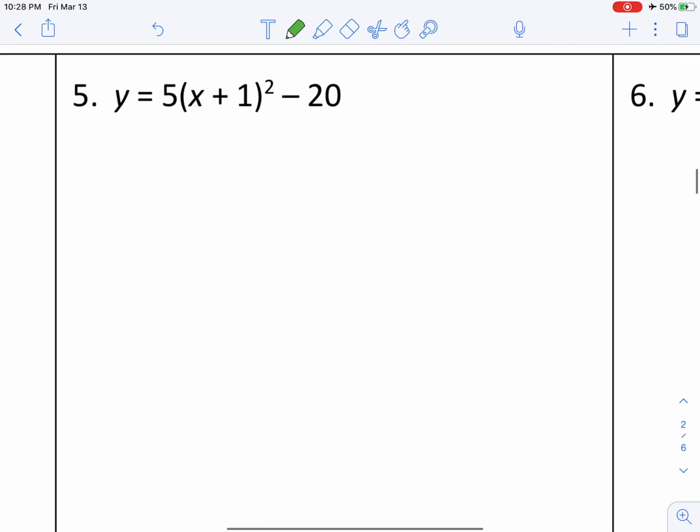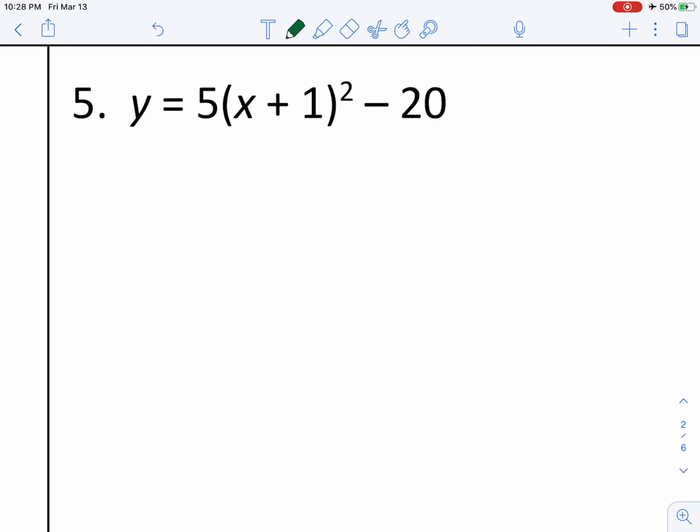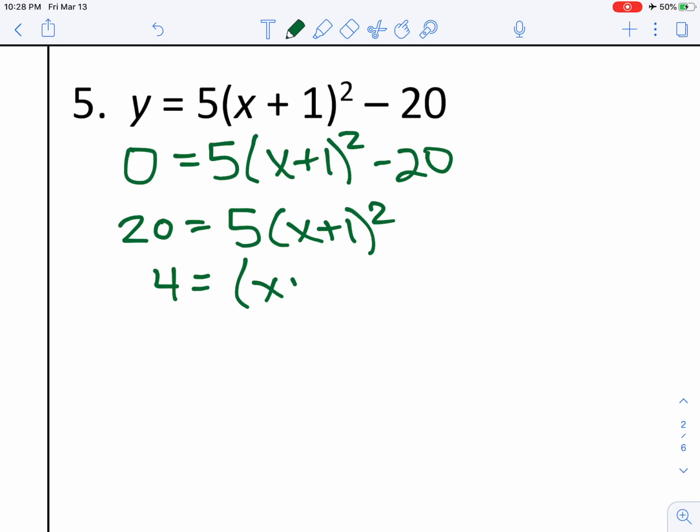Okay, let's try it again with this one. I set it equal to 0. That's the number one thing, because x-intercepts mean that the y value is 0. That's the whole point of this, is to find the x-intercepts. We're solving. We're finding the solutions. We're finding the answers. So I add 20 to both sides. I divide both sides by 5 and I get 4 equals x plus 1 all squared.